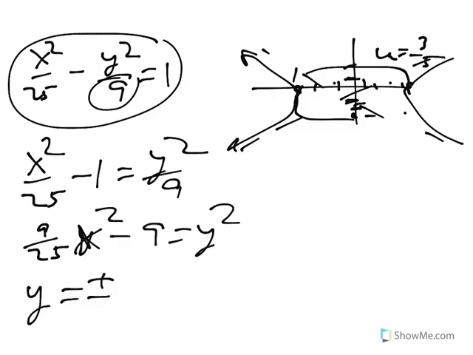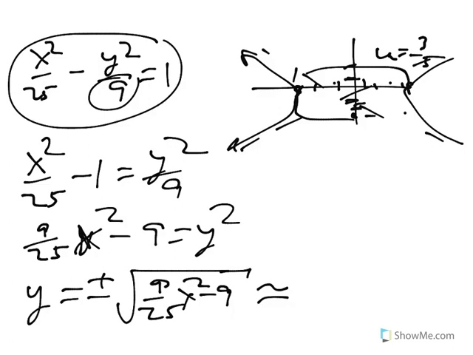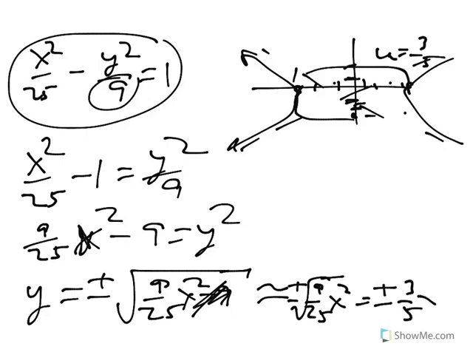Then I would take the square root of both sides and get plus or minus the square root of 9 over 25 times x squared minus 9. Now, when you make x big enough, this 9 won't really matter anymore because it's so small compared to a really large x. So I get plus or minus the square root of 9 over 25 x squared, which becomes plus or minus 3 over 5 x. And the 3 is b, and the 5 is a, and that's how that works. That's why this box method works for graphing it.